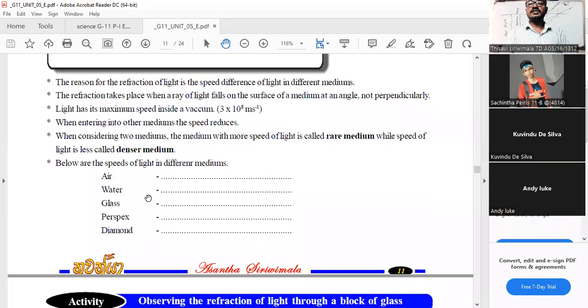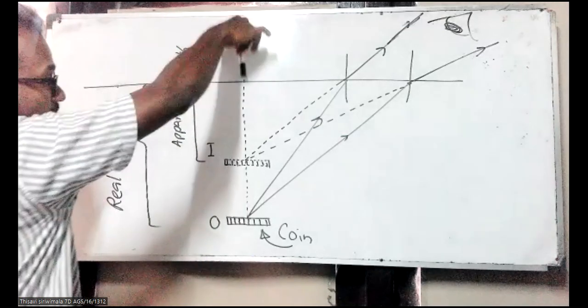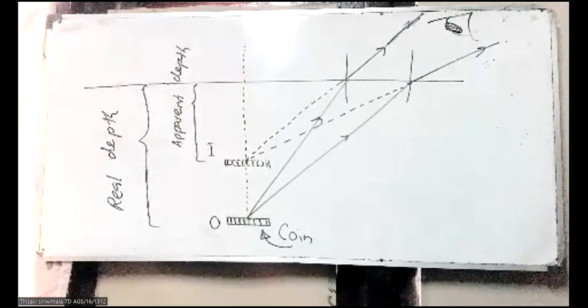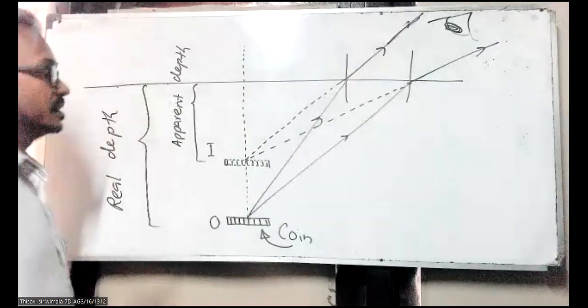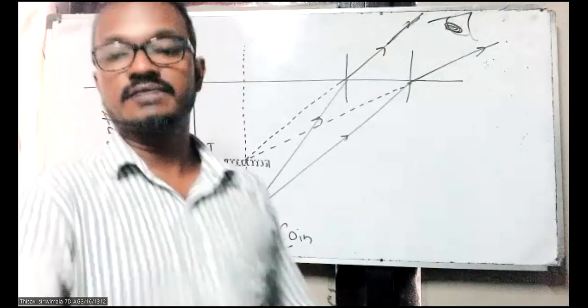The reason for the refraction of light is the speed difference of light in different mediums. As I told you, in different mediums the speed of light changes. Refraction takes place when a ray of light falls on the surface of a medium at an angle. If you look at the diagram on the board, if the light ray comes perpendicular to the water surface, there will be no refraction. It will go straight. But if the ray is falling onto the surface at an angle, there will be a refraction. Here, it changes the path. It happens when the ray is falling at an angle to the surface.